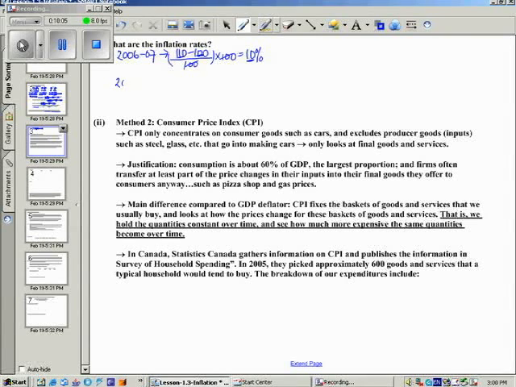We can also look at 2006 versus 2008. 2008, 120 minus 100 divided by 100, and once again this should be equal to just a difference of 120 versus 100. That would be a 20% difference.